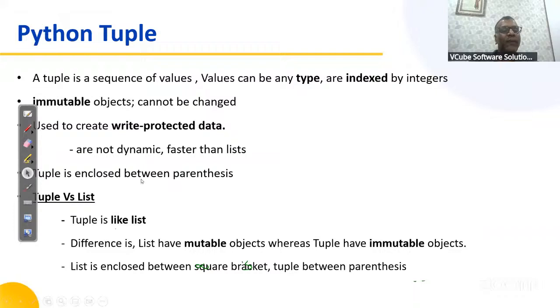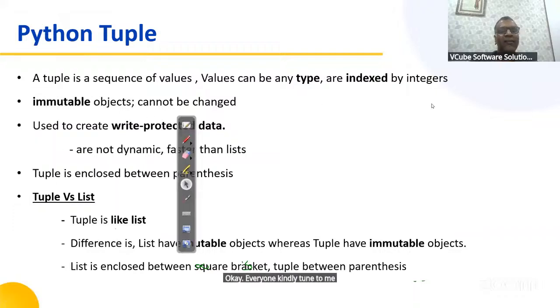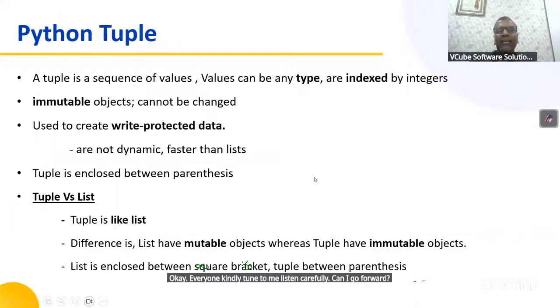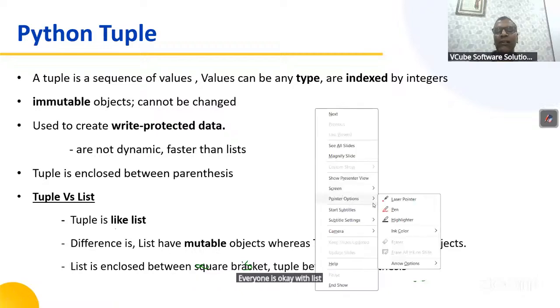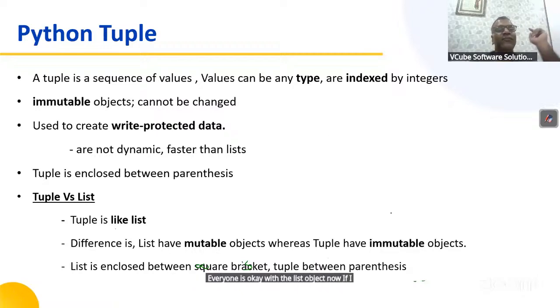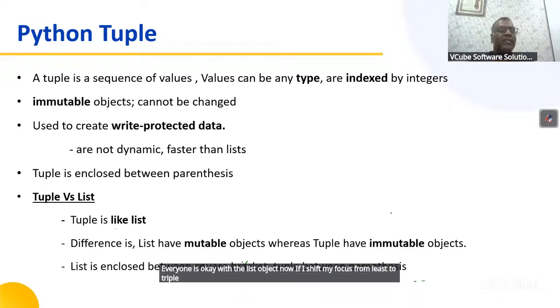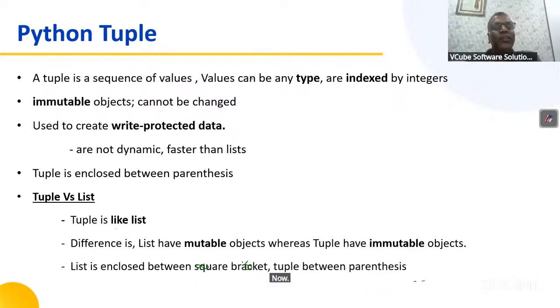Everyone kindly tune to me. Listen carefully. Can I go forward? Everyone is okay with list object? Now, once I shift my focus from list to tuple, then don't ask about the last topic. All the people are okay? Now, let me start about tuple object.